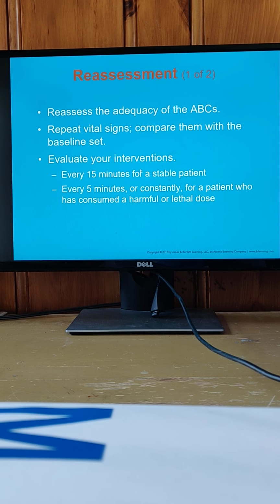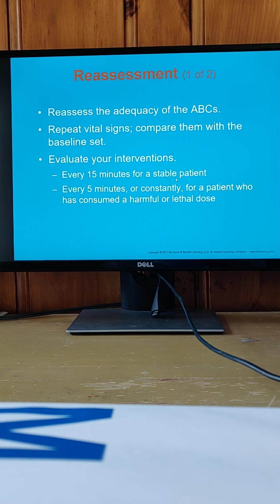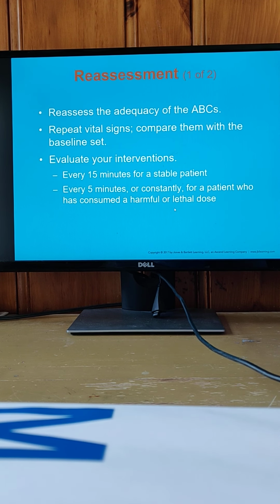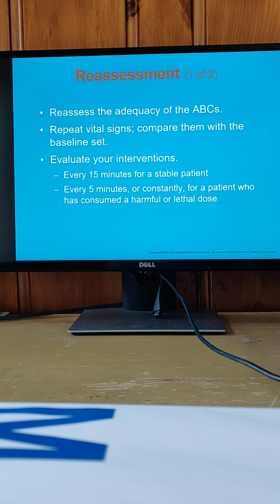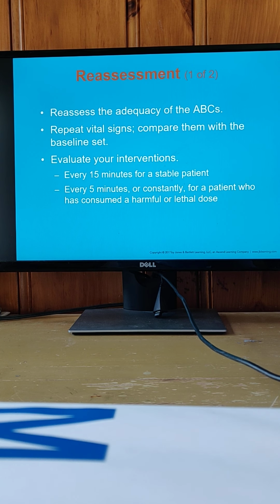Okay? Reevaluate your interventions. Stable patient 15 minutes, unstable patient every 5 minutes. Or constantly for a patient who has consumed a harmful or lethal dose. I tell people in an ambulance, when you're treating the patient, you have 2 places you can sit. Either one, you can sit right behind the patient, what they call the airway seat, or 2, you can sit in the bench seat, right alongside the patient. I tell all my students, sit on the bench seat.